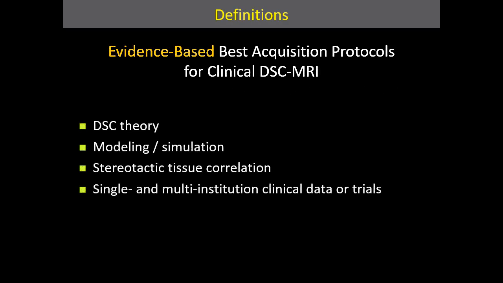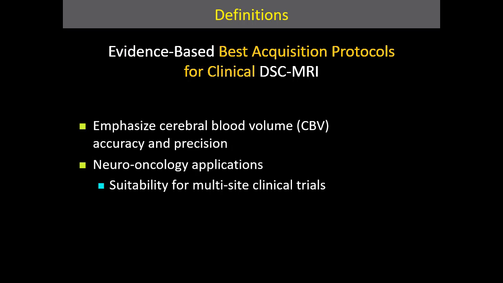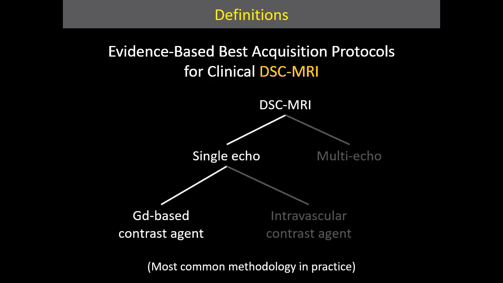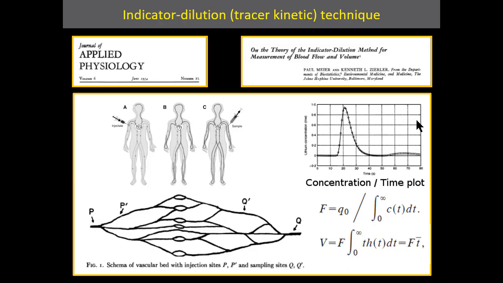So as far as evidence is concerned, I'll provide DSC theory, modeling and simulation, stereotactic tissue correlation, and some clinical data. For best clinical practice, I'll emphasize cerebral blood volume, or CBV, accuracy and precision in neuro-oncology applications, including suitability for multi-site clinical trials. And for DSC, we'll be focusing on single echo gadolinium-based technique because this is the most common methodology in practice. And I hope to leave you with appreciation for a clinically practical DSC paradigm that affords high accuracy and precision. Okay, so let's begin.